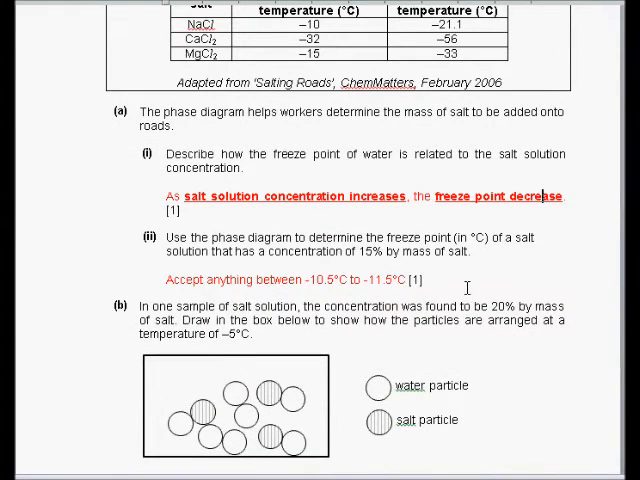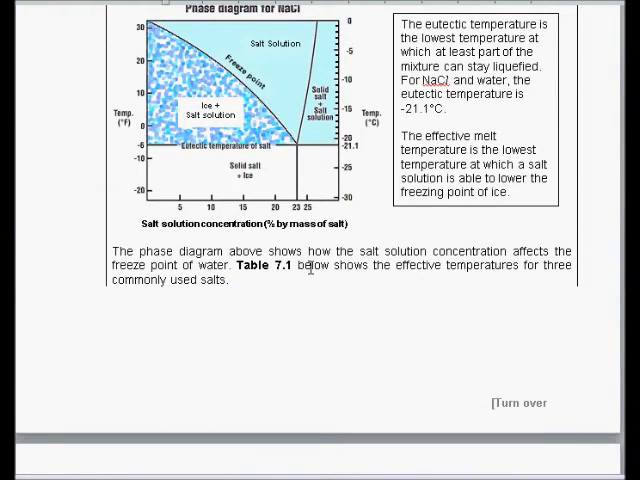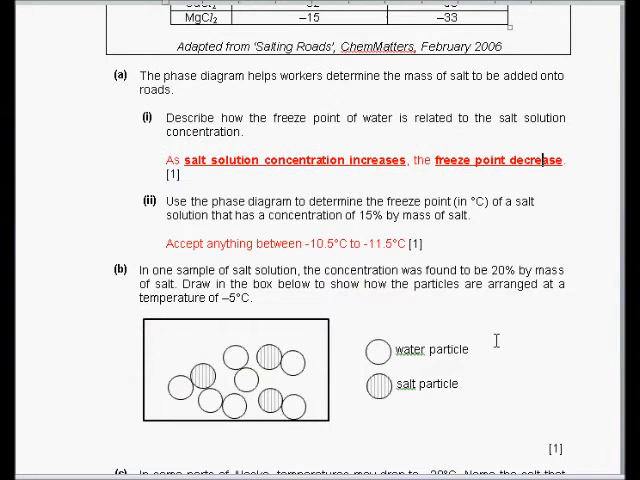Okay, use the phase diagram to determine the freezing point of a salt solution that has a concentration of 15% by mass of salt. 15%, so you can actually read it up. Use your ruler and then move across. It is negative 11 degrees Celsius. So I accept anything in between negative 10.5 to negative 11.5.